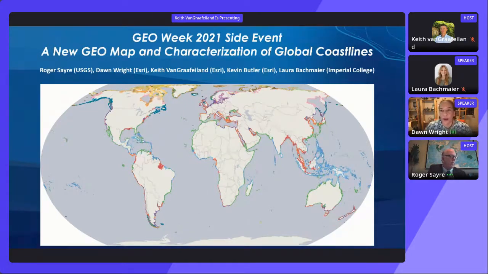We'll also hear from Laura Bachmeyer, who graduated recently with distinction from the Imperial College of London's Ecology, Evolution, and Conservation course of study, earning her Master of Science degree. She is now a full-time research assistant at Imperial College London, and she works on assessing the potential of seagrass for carbon sequestration globally and around the UK. And her presentation will talk about a very specific use case of this new global coastlines map and characterization.